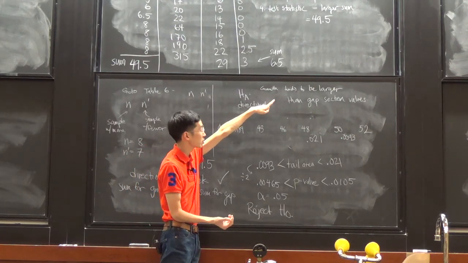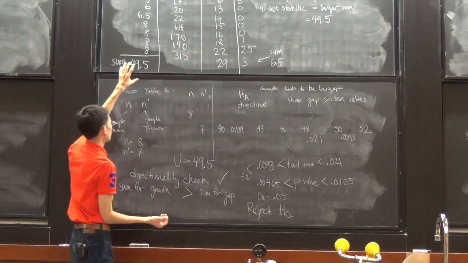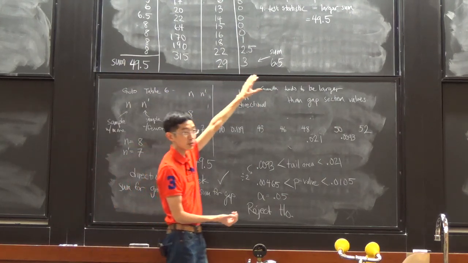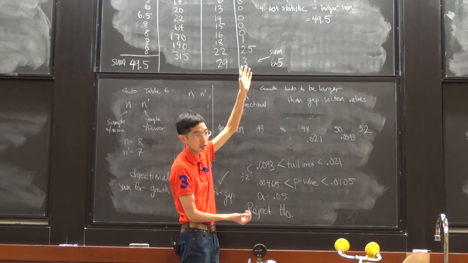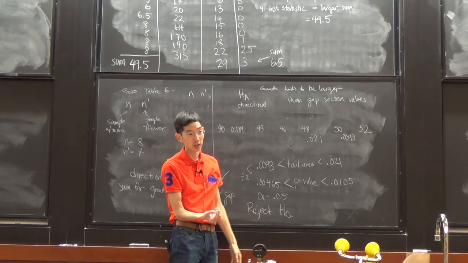And because this said the growth would be larger than the gap, the sum from the growth needs to be larger than the sum from the gap. Is that the case? Yes. So it passes our directionality check.